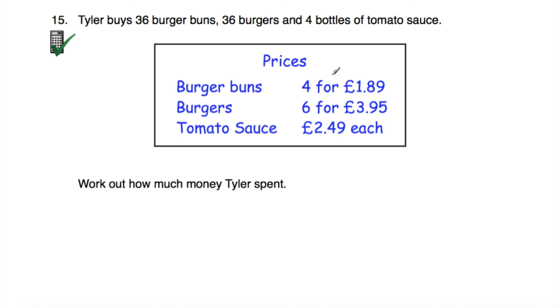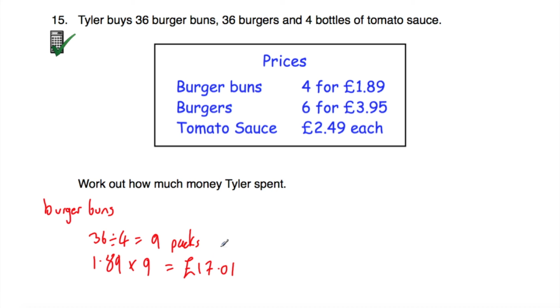So in terms of this question, well, we know that for the burger buns, he buys 36 of them, and he can buy 4 of them for £1.89. So there's obviously 4 burger buns in a packet. So if we divide 36 by 4, that'll tell us how many packets of burger buns he's had to buy. So let's write that down, burger buns. Altogether, he buys 36 of them, and there's 4 in a packet. So 36 divided by 4 is equal to 9. So that means that he buys 9 packets of burger buns. And each packet of 4 burger buns costs £1.89. So if we take the £1.89 and multiply that by 9, because he buys 9 packets, that's equal to £17 and a penny.